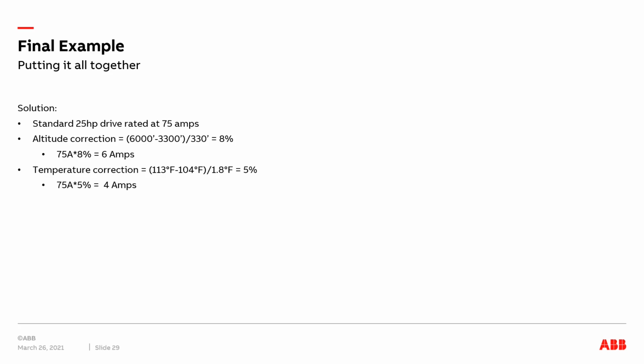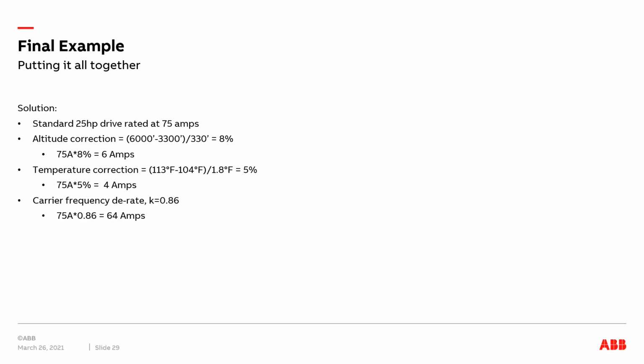Next, we'll do our temperature correction. So our ambient is 113, subtract 104, and divide that by 1.8, we get a temperature derate of 5%. Take that 5% times the 75 amps, and we get approximately 4 amps.